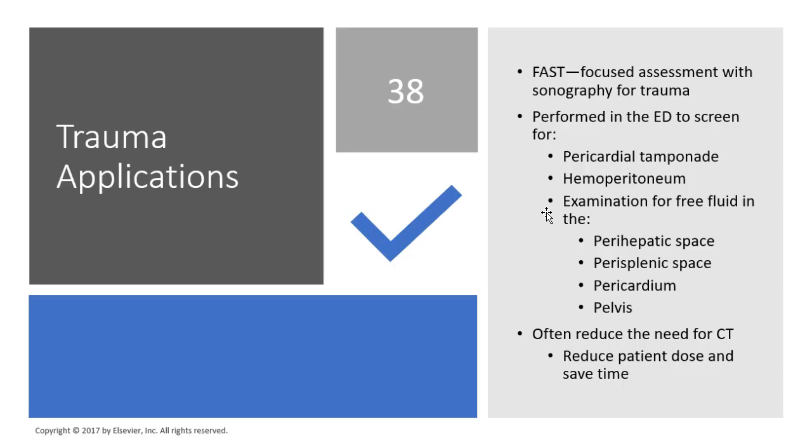All right, trauma applications. So FAST, focused assessment with sonography for trauma, performed in the ED to screen for pericardial tamponade, hemoperitoneum, and examination for free fluid in the perihepatic space, perisplenic space, pericardium, and pelvis. Often reduces the need for CT, which is going to reduce patient dose and save time, which is really, really important.